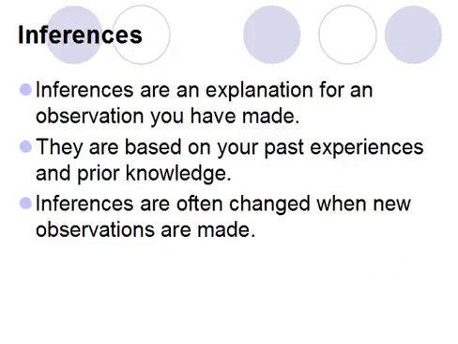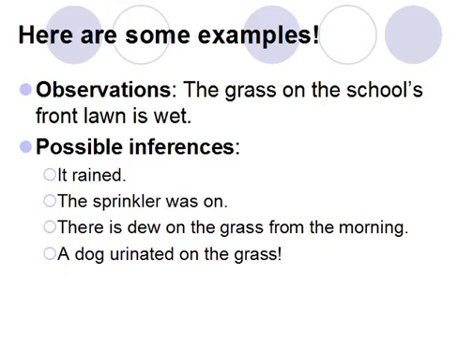Inferences are an explanation for an observation you've made. They're based on your past experience or your prior knowledge. Inferences are often changed when a new observation is made. So you might change your mind when you learn something new. Again, remember, observations are information we gather directly through our 5 senses, but an inference helps to explain those observations.